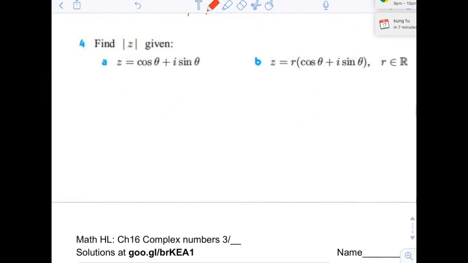Number 4, find the magnitude or the modulus of Z given that Z is equal to cosine theta plus I sine theta. Well, remember, if this is A and this is B, then we know that the modulus of Z is equal to square root of A squared plus B squared, so it would be equal to square root of cosine squared theta plus sine squared theta. And remember the identity, sine squared theta plus cosine squared theta is equal to 1. So actually the whole thing is equal to 1.